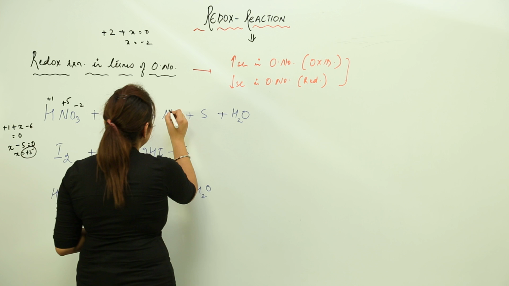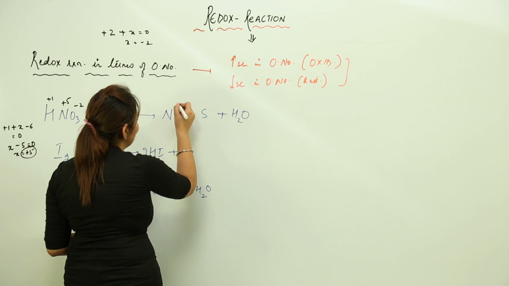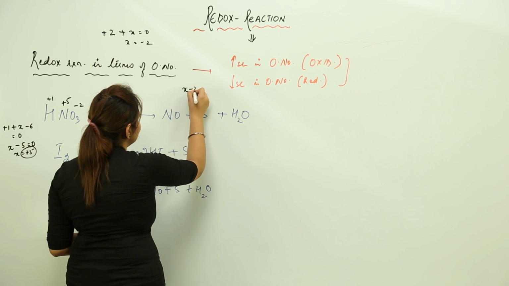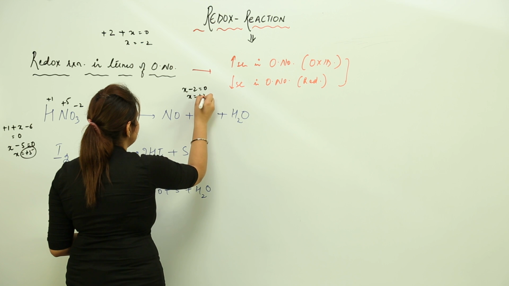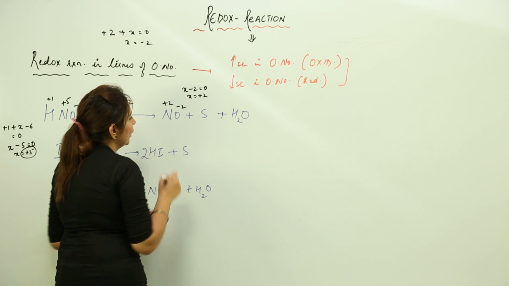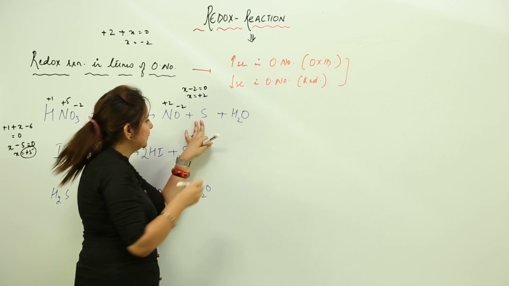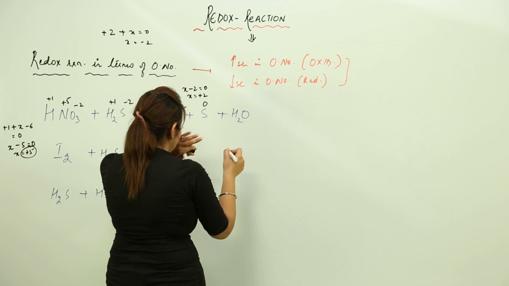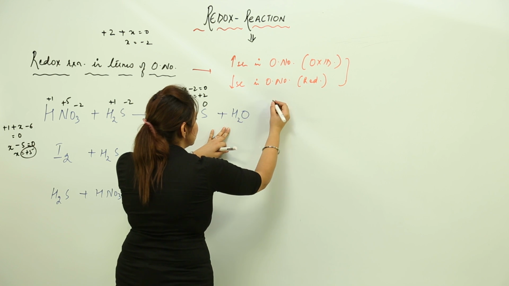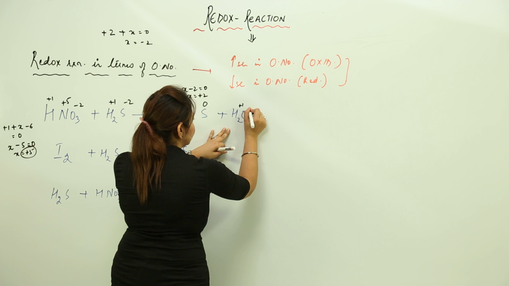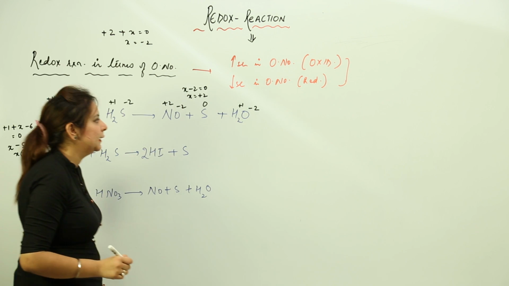For NO, again let's find N. O we know is minus 2, so x minus 2 is equal to 0 and x is plus 2. For sulfur, it is in the elemental state, so obviously 0. And for water, hydrogen is plus 1 and oxygen is minus 2.